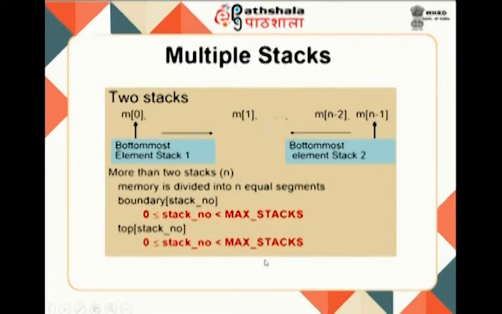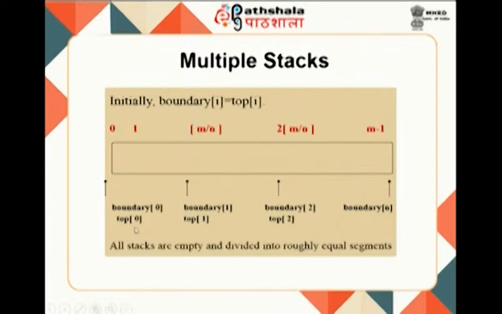So, the idea is that you divide it, for example, if you take 2m, 0 up to half of that goes in this direction, and this goes in this direction. So, this is boundary 0 top 0, this is boundary 1 top 1, boundary 2 top 2, and boundary n. If you have n stacks, and boundary I is equal to top I, it means that the stack is initially empty.